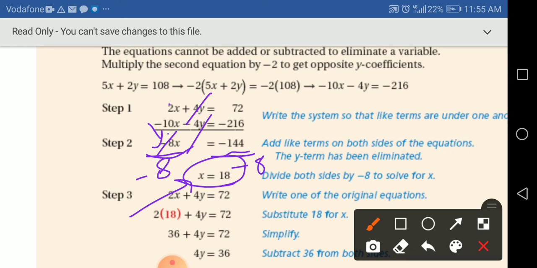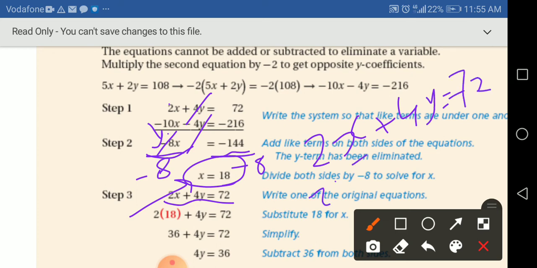Take just one of the expressions. Let it be the easier one. It's 2x plus 4y equals 72, and instead of x I put 18. 2 times 18 plus 4y equals 72. I'm solving this: 2 times 18 gives me 36, as you see, plus 4y equals 72.